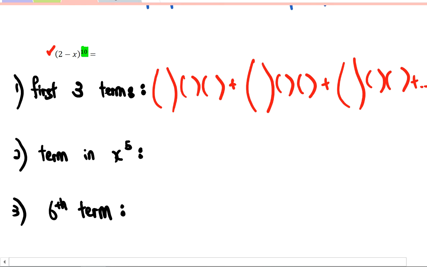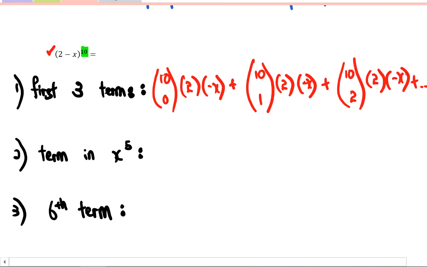Okay, now I'm going to fill in the blank. Alright, this is to power 10. So I will start with power 10, choose 0, then choose 1, then choose 2, because this is in ascending order. Fill in the first term in the first bracket. The first term is 2. The second term is a negative x. Likewise for the remaining brackets. 2 followed by negative x.